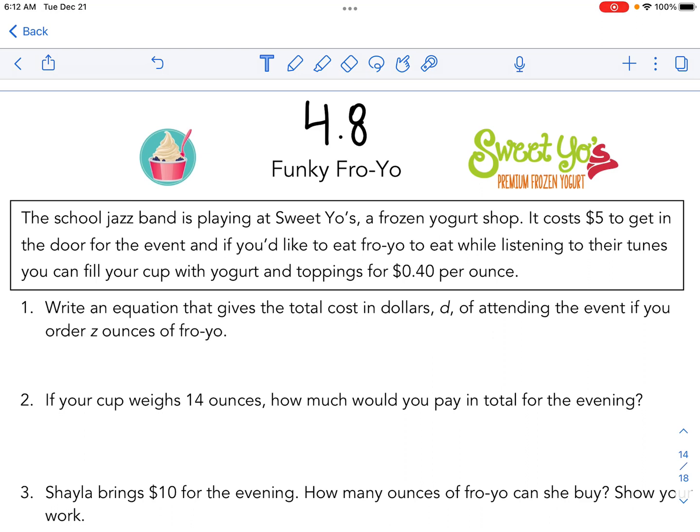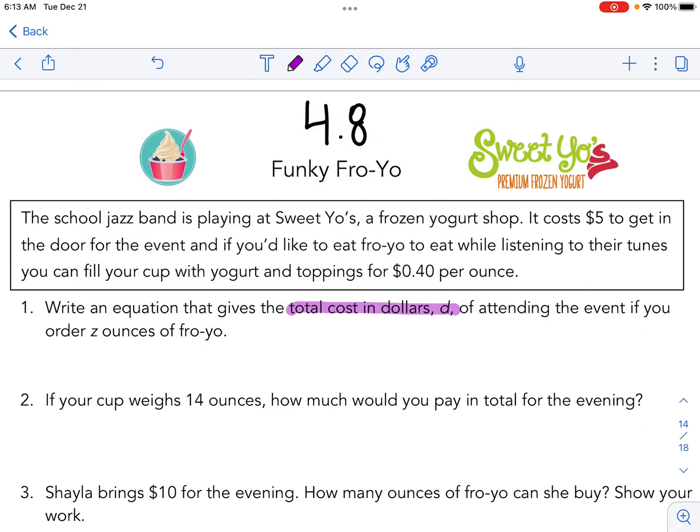It costs $5 to get in the door for the event. And if you'd like to eat free yogurt while you're listening to the band, you can fill your cup with yogurt and toppings for 40 cents an ounce, right? That's $0.4, so 40 cents an ounce. So it says write an equation that gives us the total cost in dollars of attending the event if you order Z ounces of froyo.